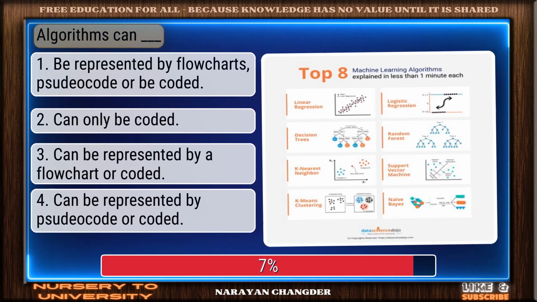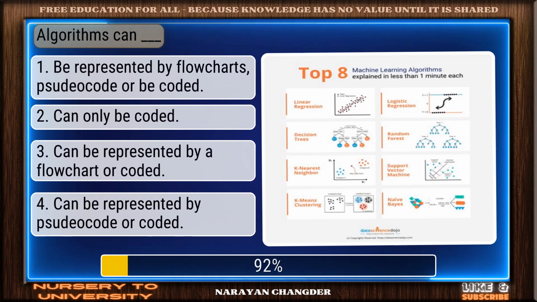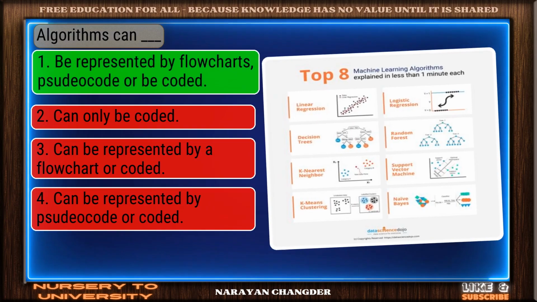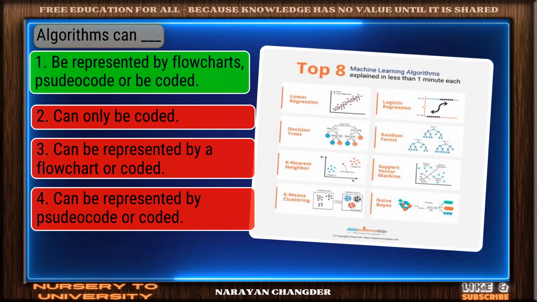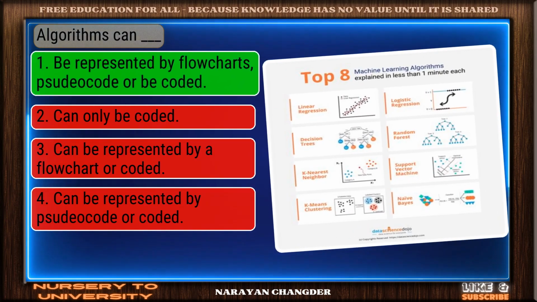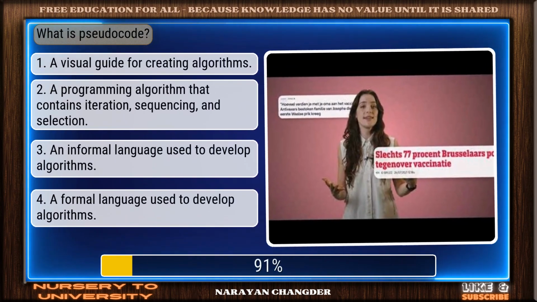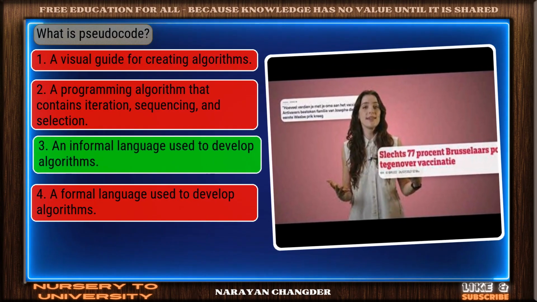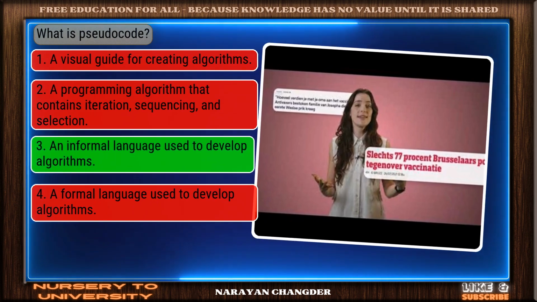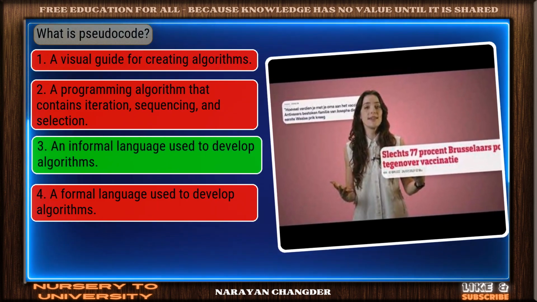Algorithms can dash. On track, be represented by flowcharts, pseudocode, or be coded is the correct answer. What is pseudocode? Bravo! An informal language used to develop algorithms is the answer.